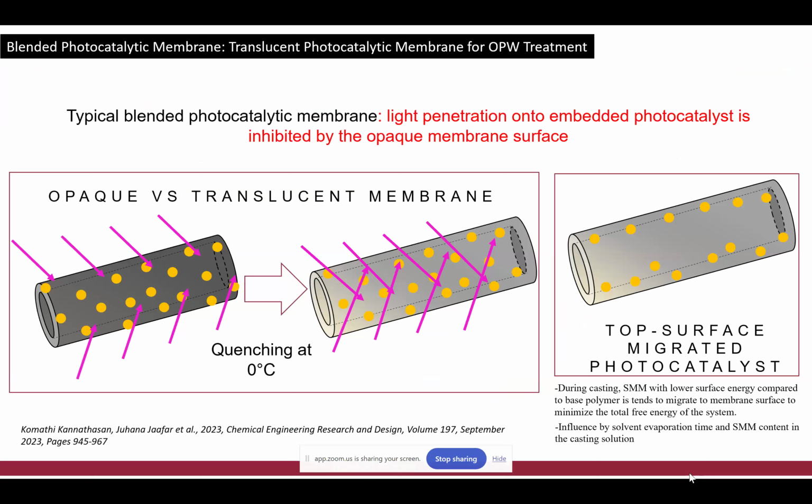Okay, so here I share with you one of our studies on the blended photocatalytic membrane. We made a translucent photocatalytic membrane for OPW treatment. OPW means oil field produced water. In this study, we use PVDF as the polymer base due to its high chemical and mechanical stability. In a typical PVDF blended photocatalytic membrane, light penetration onto the immobilized photocatalyst is inhibited by the opaque membrane surface. So this motivated us to fabricate a translucent PVDF membrane.